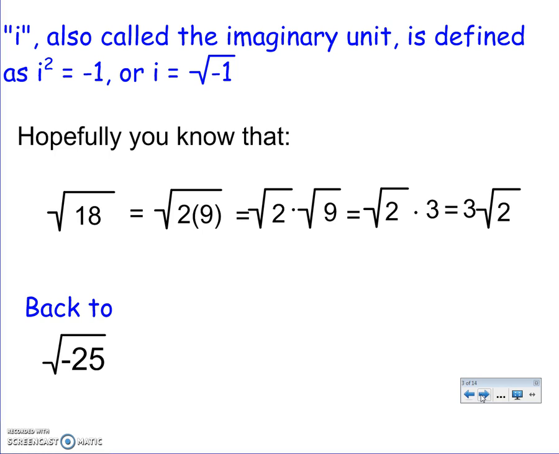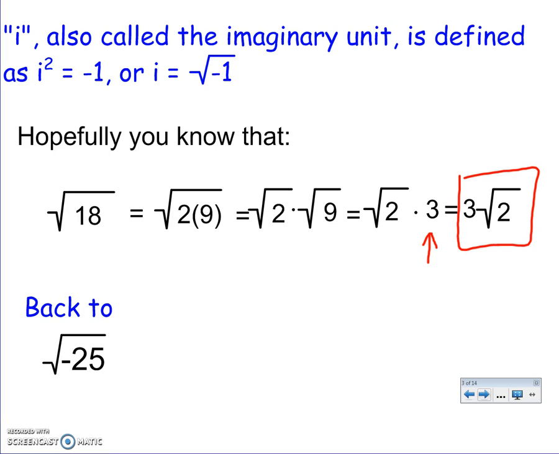So hopefully you know that if I give you the square root of 18, you can break that down to the square root of 2 times 9, which breaks down to the square root of 2 times the square root of 9. Well, square root of 2 we don't know, but square root of 9 is just 3. And I put that in front. So that's really 3 square root 2.